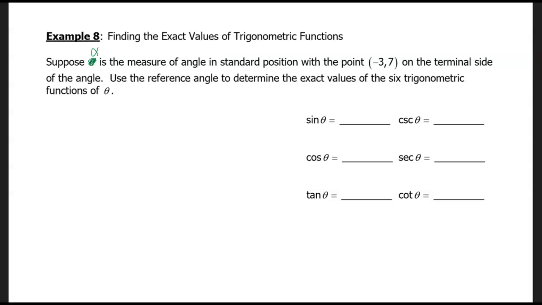Now, because it told me that this angle is in standard position, and also it gave me a point on the terminal side, I know that I'm going to have to draw a coordinate plane, where my terminal side is created by the point -3,7. Doesn't have to be perfect, just has to be about where -3,7 would be. And I create an angle based on that point, where alpha is the measure of the angle from the positive x to our terminal side.